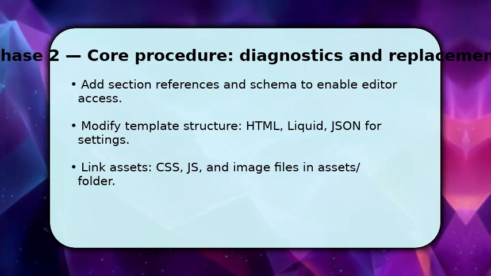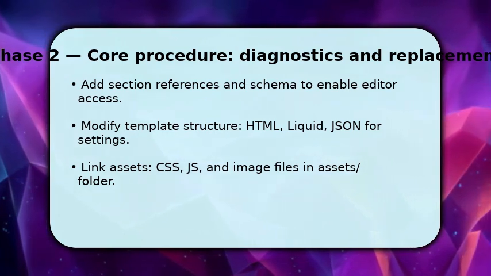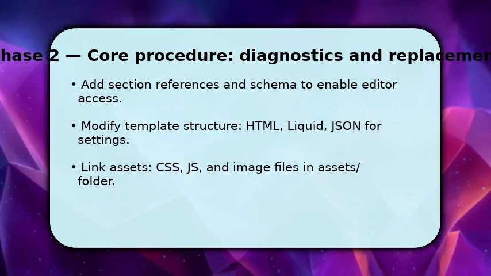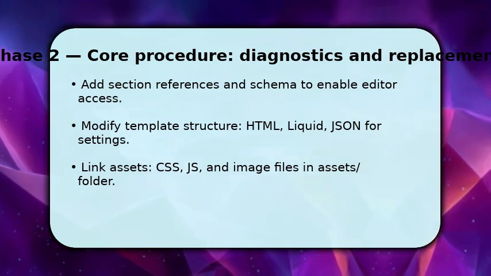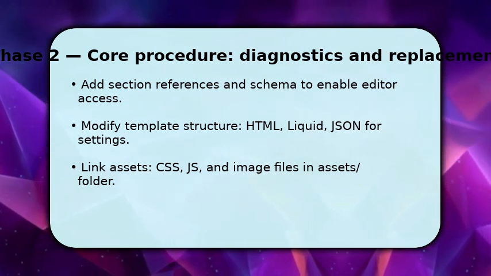Then edit the template body. Combine HTML and Liquid for dynamic content, and if your theme uses JSON templates, update blocks and settings there. Make sure to reference CSS and JS in the Assets folder and include responsive classes for layout.